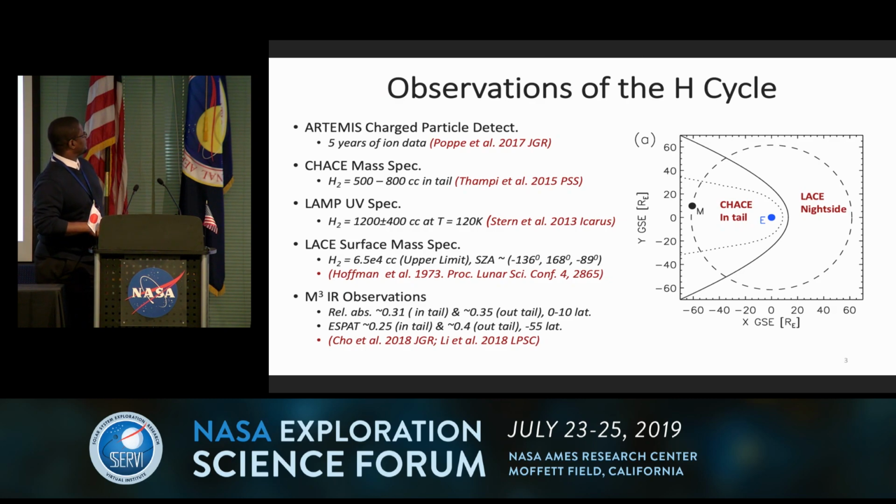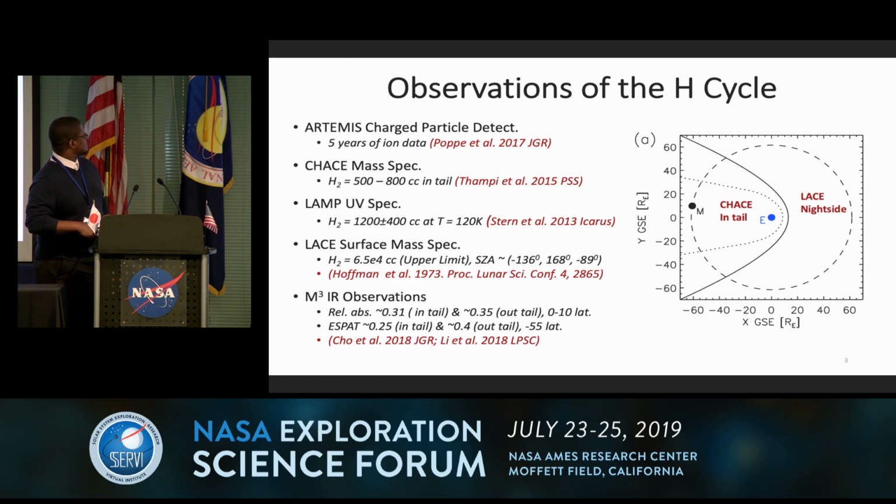So we have over 5 years of ion data of proton fluxes to the lunar surface from ARTEMIS. So in the sheath region, the proton flux is about a factor of 2 larger than the nominal solar wind flux outside of the magnetosheath. At the magnetotail, the average proton flux is lower by about an order of magnitude. We also have information on the H2 exosphere in the tail by CHASE, about 500 to 800 cc.